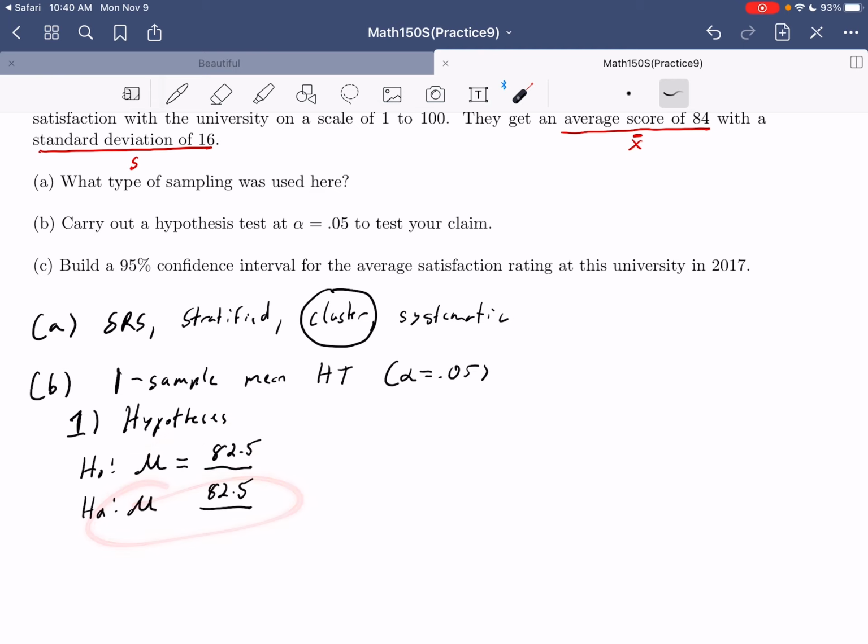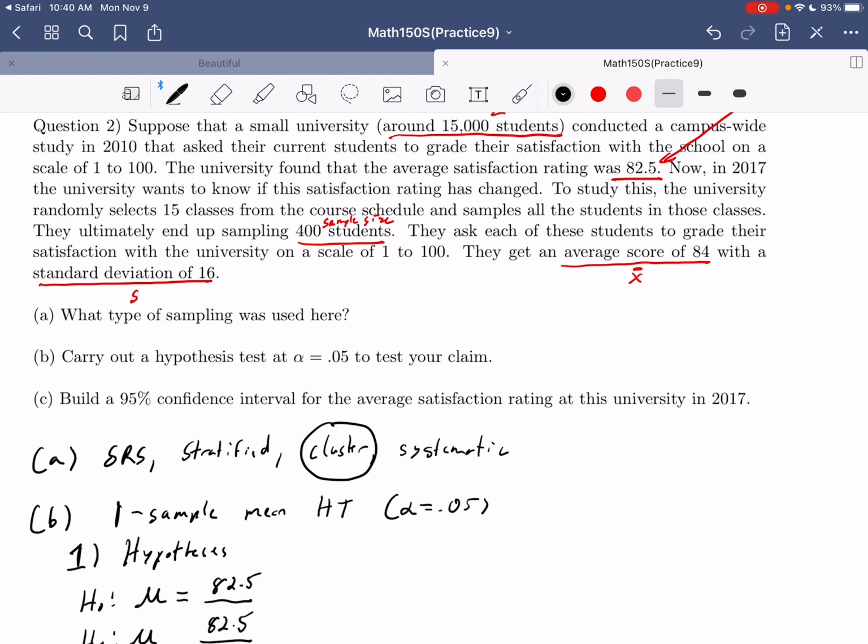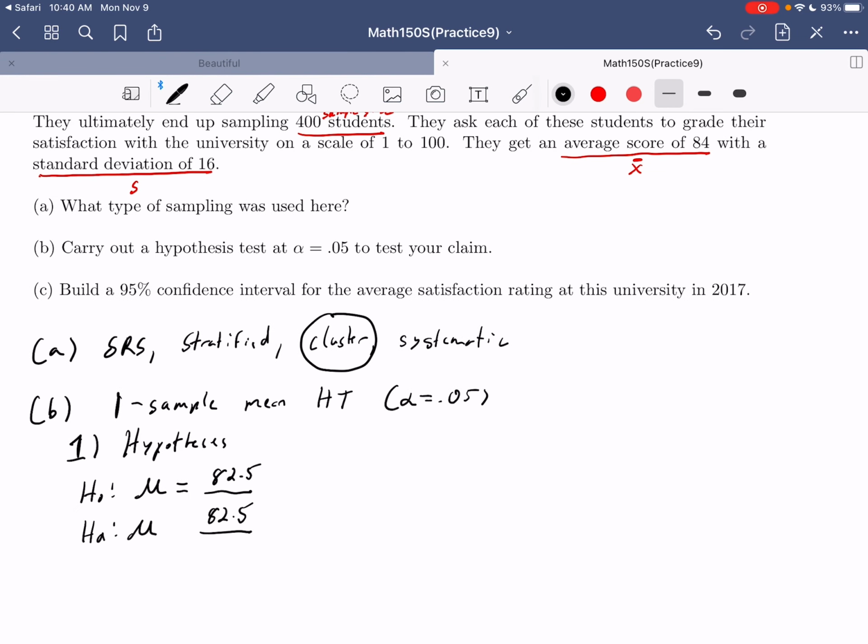And what inequality should we use? Well, we want to look for our claim here. If we look back, we want to know now in 2017, the university wants to know if this satisfaction rating has changed. So changed indicates we don't think it's necessarily gone up or down. We just want to know if it's changed. That means we're going to be using not equals to. Remember, changed is one of those key words for not equals to as your alternate. That is going to make this test a two-sided one. Why is it two-sided? Because we're using that not equals to there.